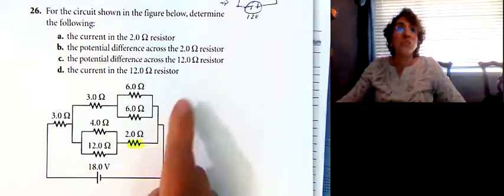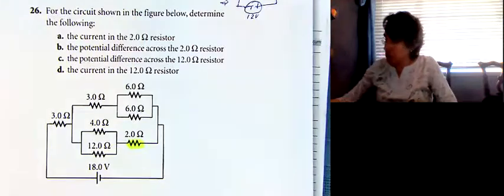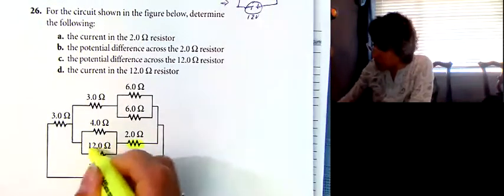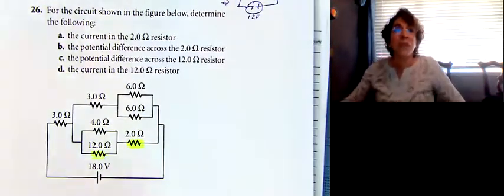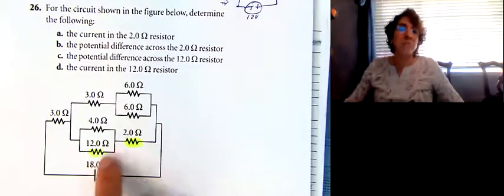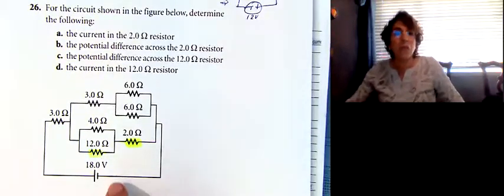And then they want to know the voltage difference across the 12 ohm resistor. So that would be this one right here. How much voltage is across the 12 ohm resistor? And they want to know the current going through that. And that's it. That's all they want to know.